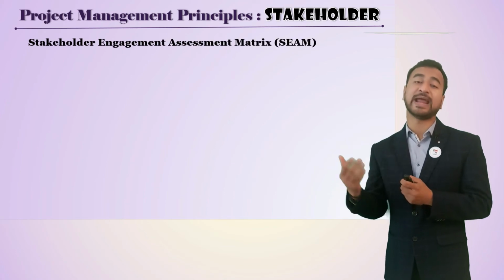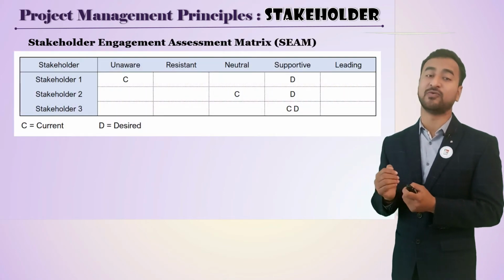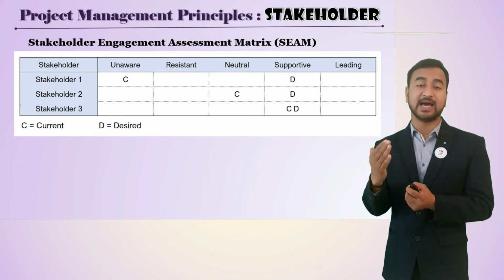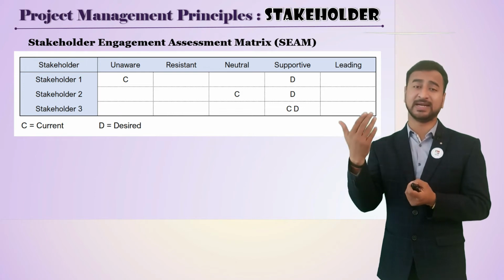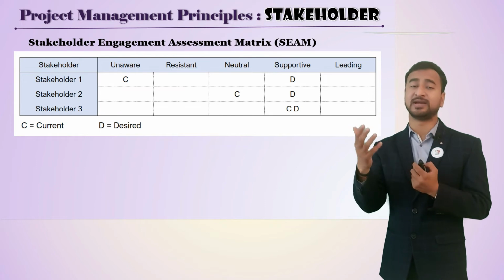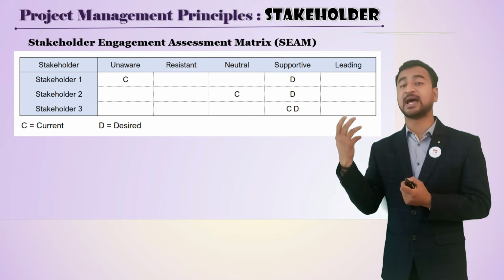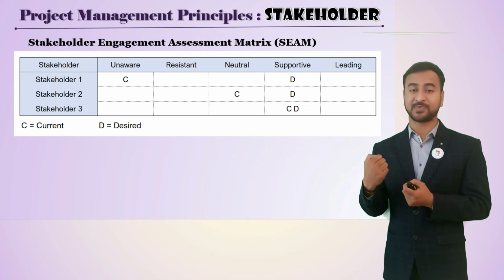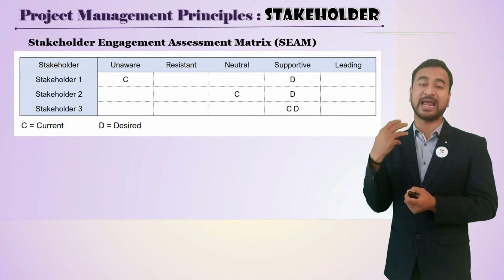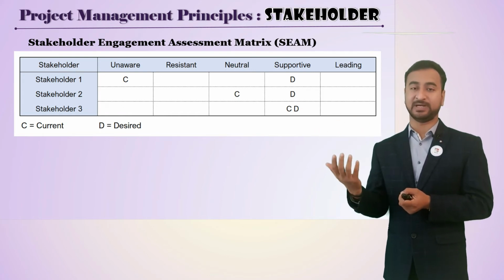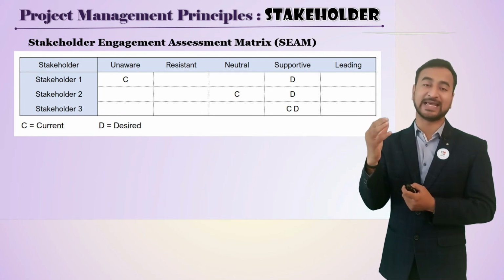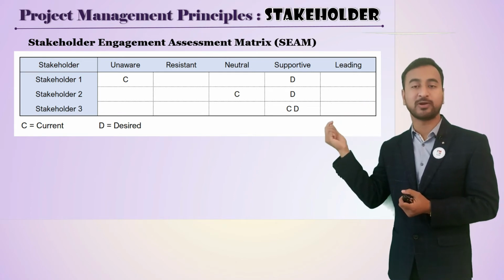Now there is a stakeholder engagement assessment matrix, which I have listed here. These are the different levels of engagement. Some stakeholders are unaware of your project, some are resistant, some are neutral, some are supportive, and some are champions or leaders leading your project. As you see, for stakeholder 1, C stands for current engagement level and D stands for desired engagement level. Stakeholder 1 is currently unaware and you want him to support your project.